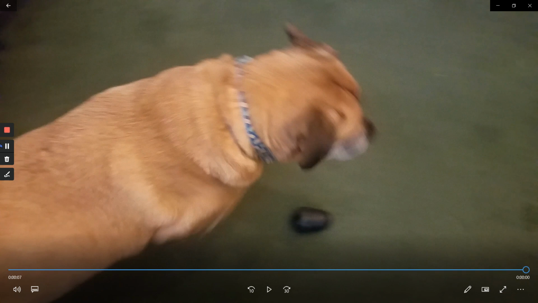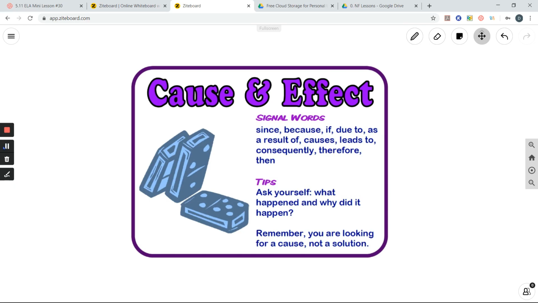So think about those events. I said, Buffett, do you want to go play? And Buffett jumped up and got excited. He even started wagging his tail and whining a little bit. The cause was me asking him if he wanted to go play outside. And the effect of me saying that was him jumping up and getting excited about it. You can think of cause and effect like dominoes. One event leads to another.